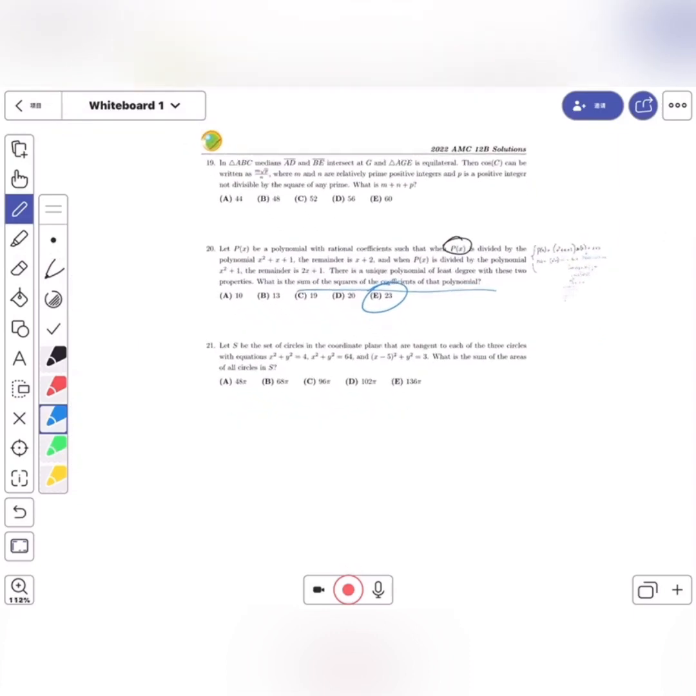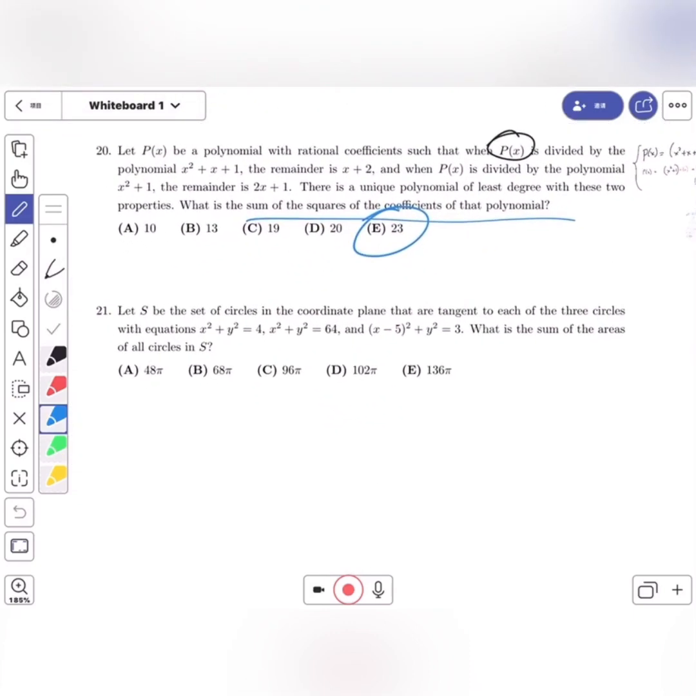Now let's go to number 21. Let S be the set of circles in the coordinate plane that are tangent to each of the 3 circles, with equations x squared plus y squared is equal to 4, x squared plus y squared is equal to 64, and x minus 5 squared plus y squared is equal to 3.